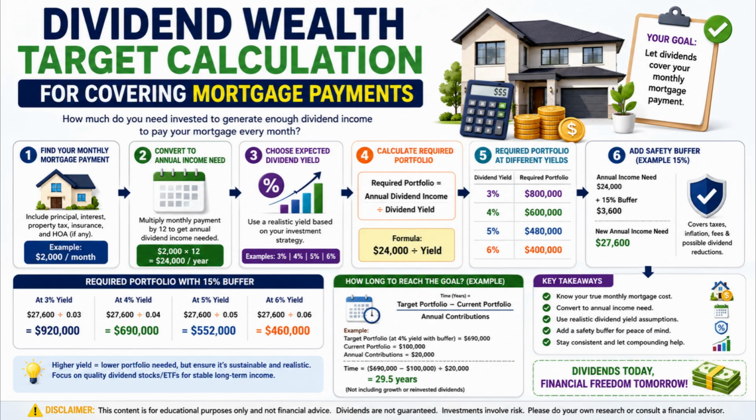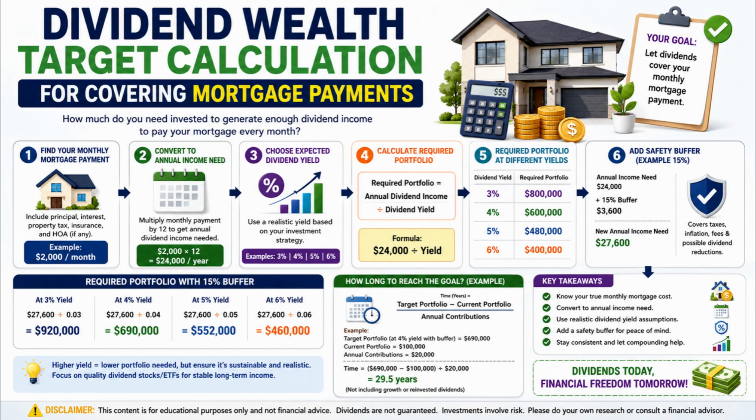At a 3% yield, $27,600 divided by 0.03 equals $920,000. At a 4% yield, it equals $690,000. At a 5% yield, it equals $552,000. At a 6% yield, it equals $460,000. This safer version gives more room for real-life costs and unexpected changes.